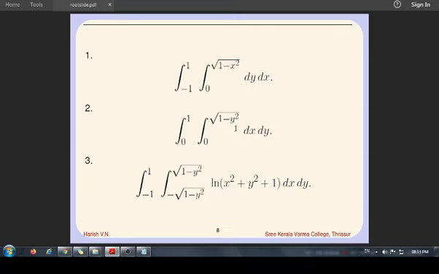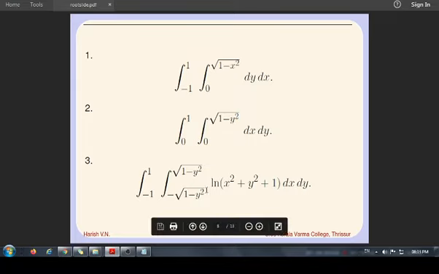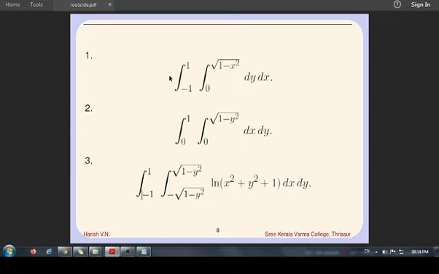Similarly, in the second problem, integration with respect to x first, then integration with respect to y later. And in the third problem, integration with respect to x first. This expression you have to evaluate with respect to x, keeping y fixed, and then the function of y you are getting in that way has to be integrated with respect to y between the limits minus 1 to 1. So these are the 3 problems. We will do the first problem.